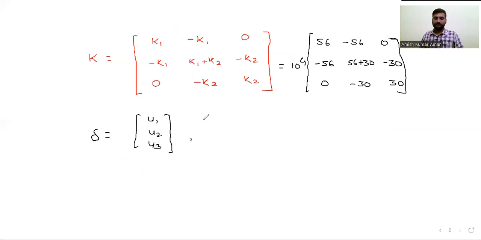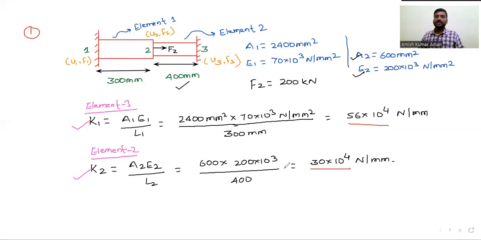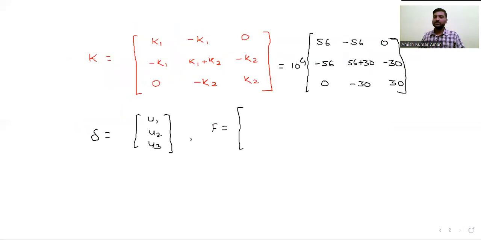Now next is our load vector, right? So the F matrix. How many forces are there? Again the same: F1, F2, F3. 3 nodes, 3 forces, same as your displacement vector. So F1, F2 and F3. That's it. We got this.